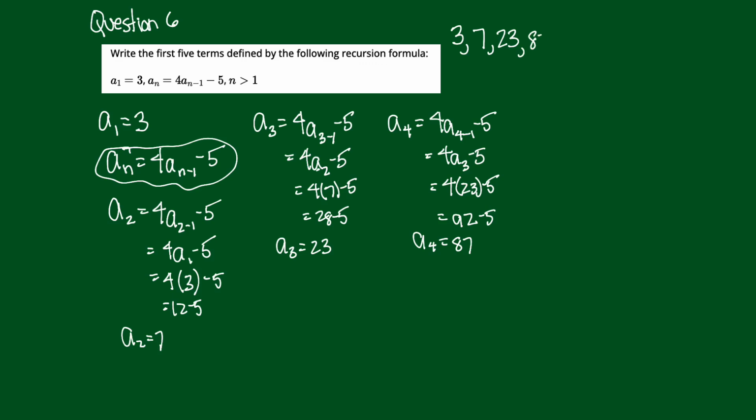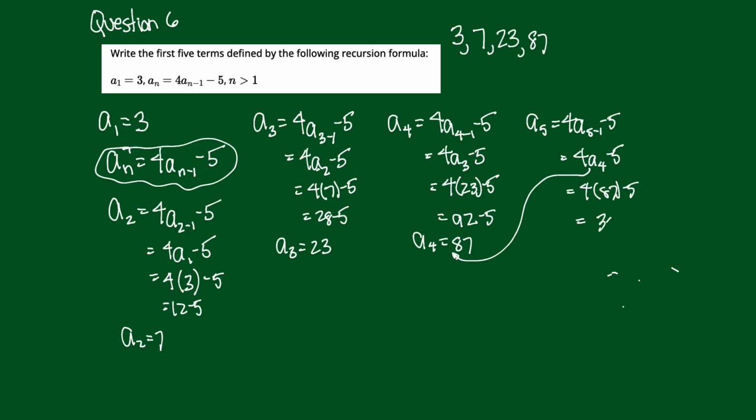So that's an 87. And now a sub 5. A sub 5 is going to be 4 times a sub 5 minus 1, minus 5. That's equal to 4 times a sub 4 minus 5. We just found that a sub 4 is 87. Minus 5, and this just turns out to be 343. So that's a sub 5. All right, so we get 343. There are the first 5 terms of this sequence.